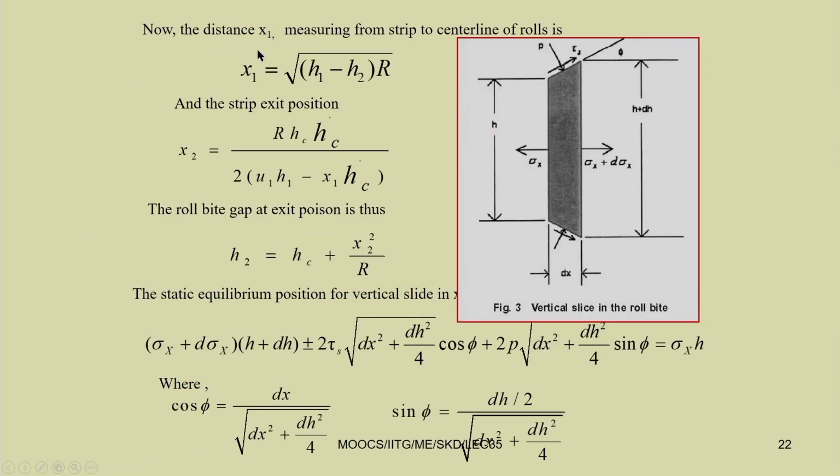Now, the distance x 1 measured from the strip to the center line of the roll is x 1 equal to h 1 minus h 2. So, this is h, and this is h plus delta h. So, we can find this x 1 equal to root over h 1 minus h 2 into r, and the strip exit position. This is the entry position, from the previous figure also. From the center line of the roll, you can find this distance as the entry and this is the exit. So, it will exit here, this is the entry.